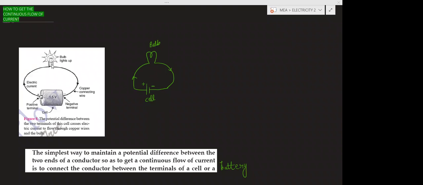For the continuous glow of this light bulb, the current should flow continuously through this bulb. When you connect a battery, this battery will give the potential difference between the two ends of the wire, and due to that there will be the continuous flow of current, and there will be the continuous glow of the light bulb.